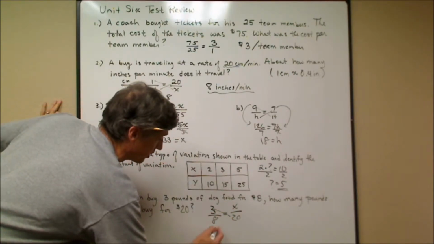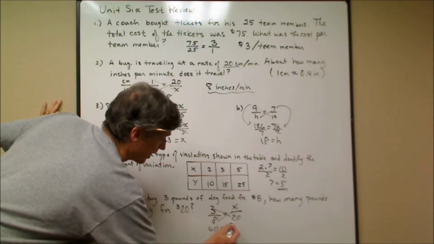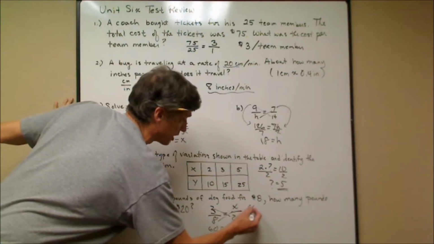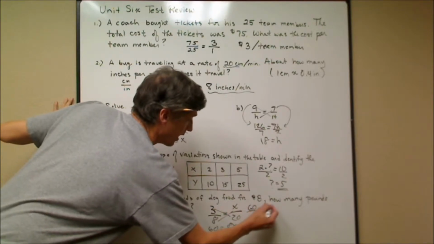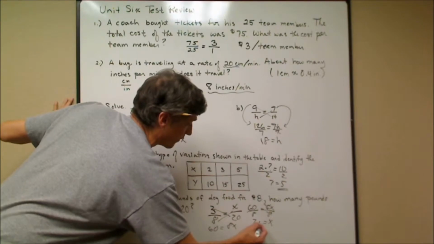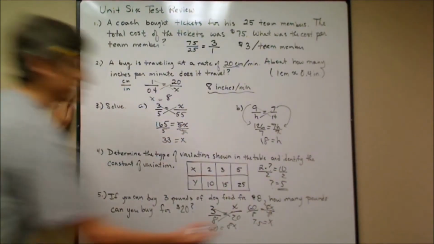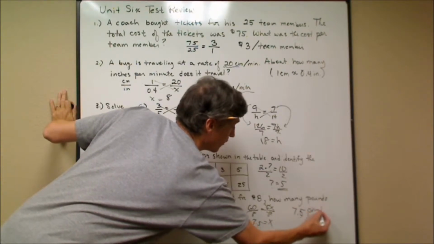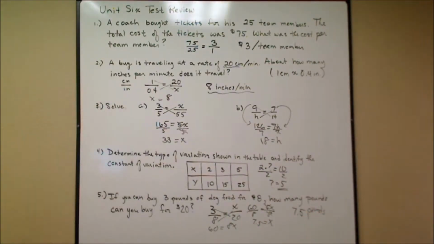I get 60 this way. I get 8x this way. Now if I divide both sides by 8, and I'm running out of space here, so 60 divided by 8 and 8x divided by 8 will give me x is equal to 7.5. So I'll be able to buy 7.5 pounds of this dog food for $20.